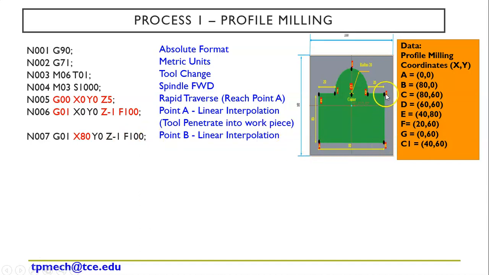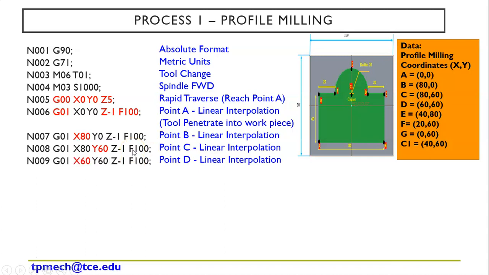Similarly, now I need to go to C. The coordinate values of C are 80,60. This is also a straight line. So this is linear. Again N008, point C, linear interpolation. N008, G01, X80, Y60, Z-1, F equal to 100. Similarly point D, N009, G01, X60, Y60, Z equal to -1, F equal to 100.